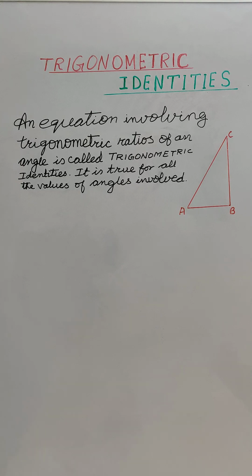An equation involving trigonometric ratios of an angle is called a trigonometric identity. It is true for all the values of angles involved. In this video, we will prove one trigonometric identity and use it further to prove other useful trigonometric identities. In all, there are three identities.